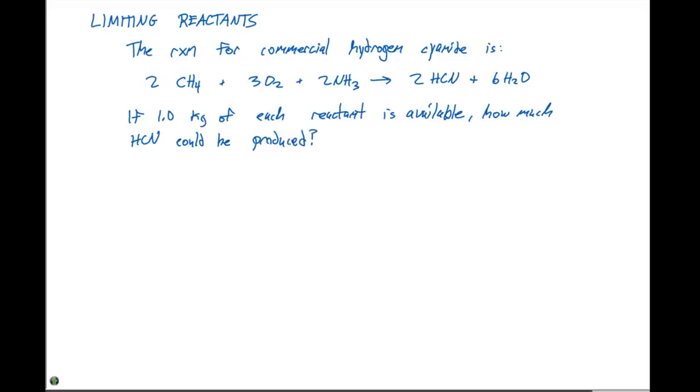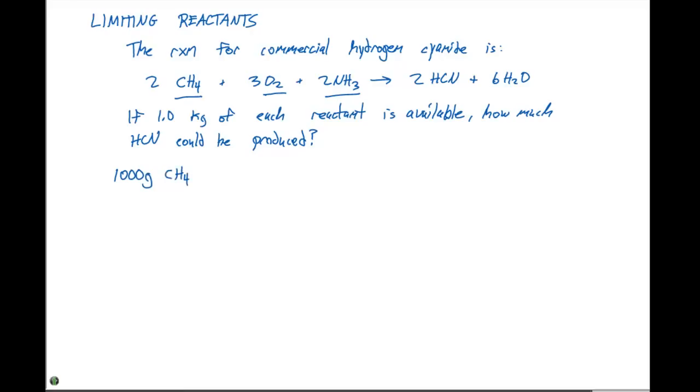So the first thing that we're going to have to do is determine what's called the limiting reactant. And that is what's going to run out first. So we have 1 kilogram of CH4, we have 1 kilogram of O2, and we have 1 kilogram of NH3. When we react those together, we're trying to figure out how much HCN is produced. So why don't we take 1 kilogram or 1,000 grams and use stoichiometry and dimensional analysis to figure out how many moles of HCN could be produced from 1,000 grams of each reactant.